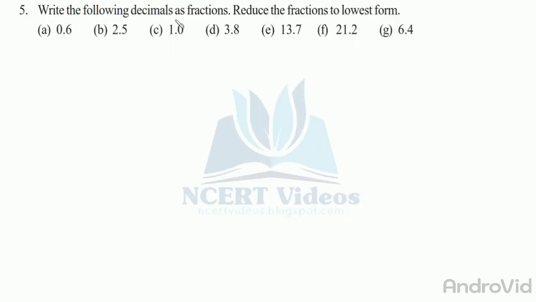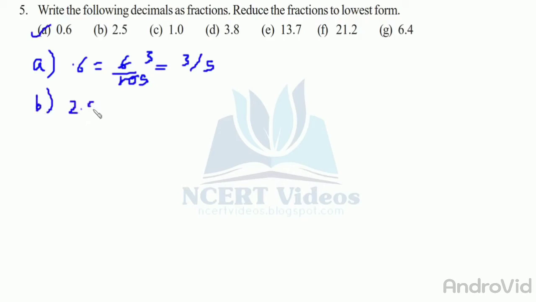Question 5. Write the following decimals as fractions. Reduce the fractions to lowest form. Alright, first we'll have to write them as fractions. So 0.6 can be written as 6 over 10. Now it is reducible by 2. 2 3s are 6, 2 5s are 10, to give you 3 over 5. Not further reducible. So that's your answer. Similarly for the B part, 25 over 10. 5 5s are 25, 5 2s are 10. So 5 over 2 is your answer.